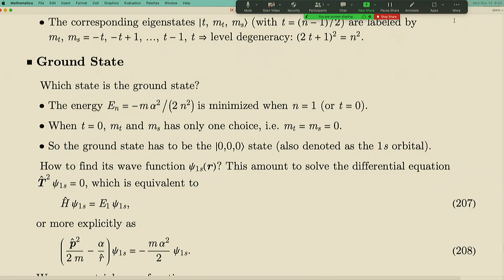So how do we find the wave function associated with this 1s orbital? Previously, we said there's a very abstract state. And the state in real space has a wave function representation, and we wish to understand that. So the wave function associated with this one is given by the differential equation T squared acting on this state equals 0, because this state is defined by the fact that this T quantum number is 0, which means the T squared operator acting on this state must vanish, must annihilate the state.